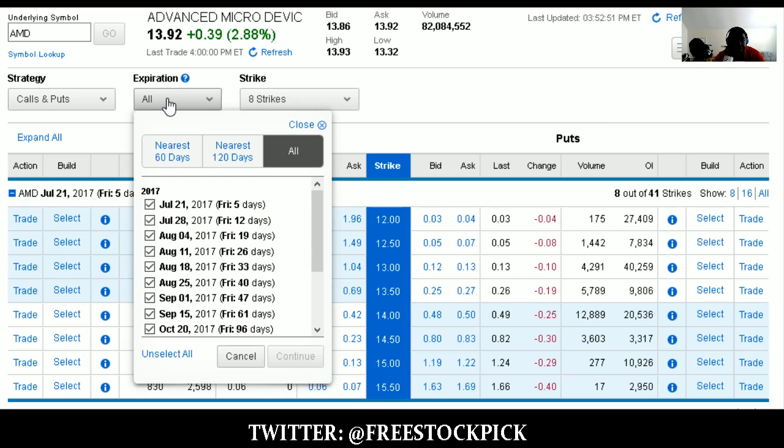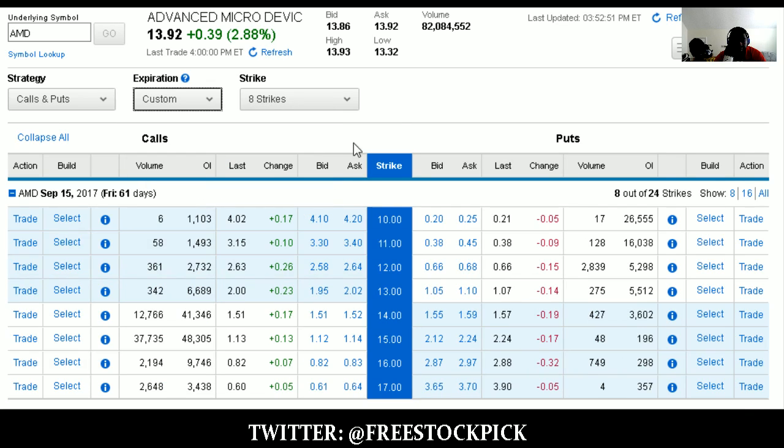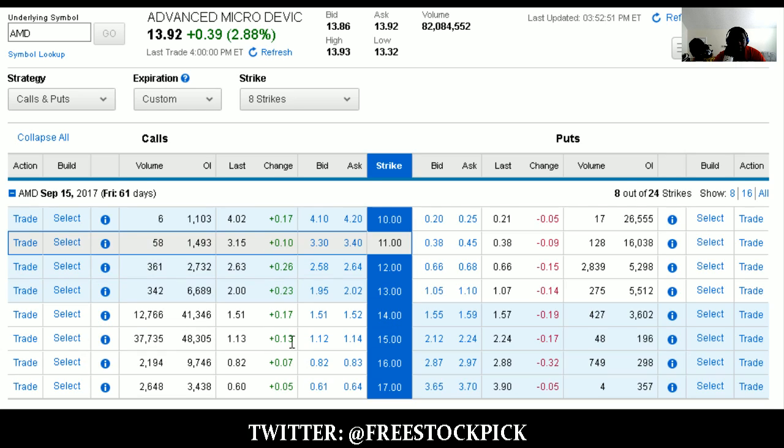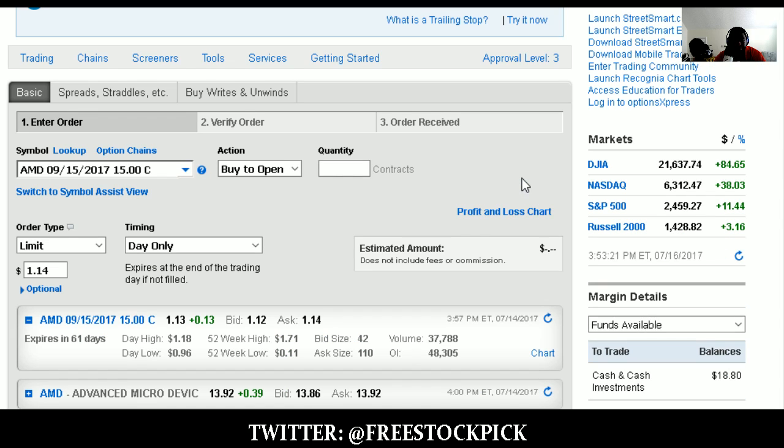Expiration. And for this example, I'm using Charles Schwab. All right. Unselect all. You're looking for the September 15th. Click continue. Here's September 15th. 61 days till expiration. $15 option. $1.14 is what it's going for. Let's click on it. As you can see, people are buying it up. They're loving it right now.